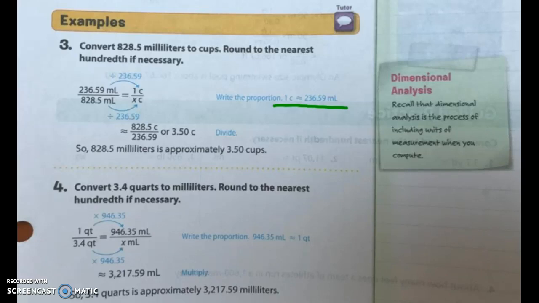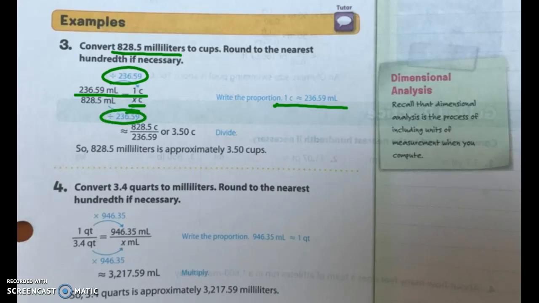So if we're doing that, we're saying that 236.59 milliliters is equal to 1 cup, right? We knew that from our proportion table right here, our unit ratio. They're saying if we're asked about 828.5 milliliters, how many cups? Well, we knew from our previous work, if we go from 236.59 to 1, I'm dividing the top by 236.59. So whatever I do to the top, I have to do to the bottom.